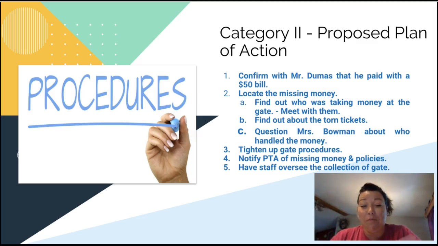What did he really pay with, the $50 bill, or was he just saying that? I don't know, maybe he's in cahoots with the money being missing. But I would just follow up with him to begin with. And then my next step would be to locate the missing money.